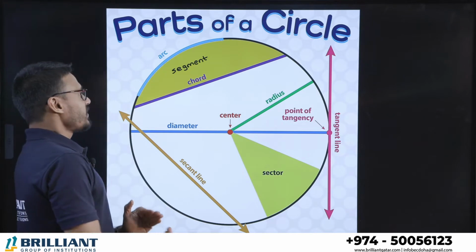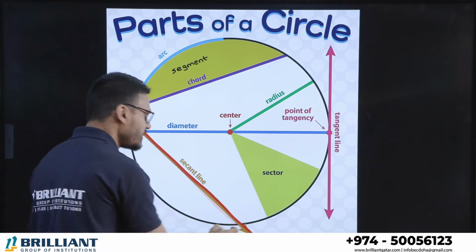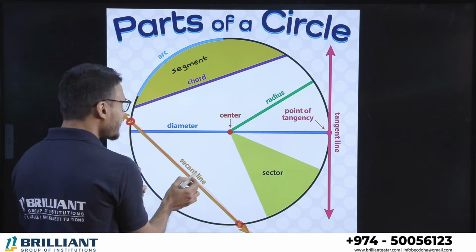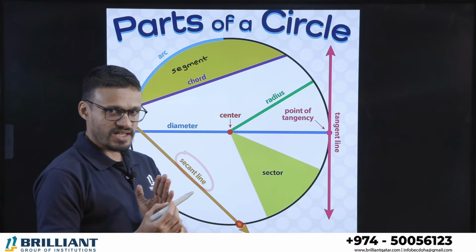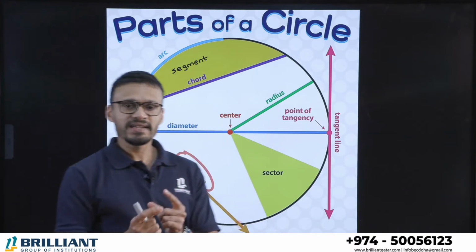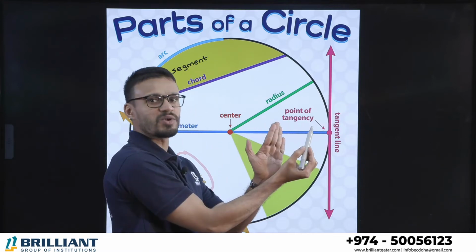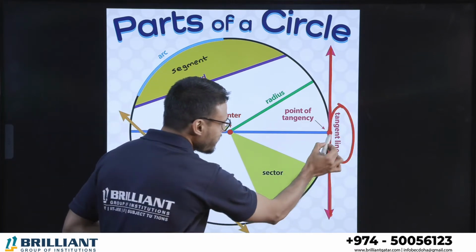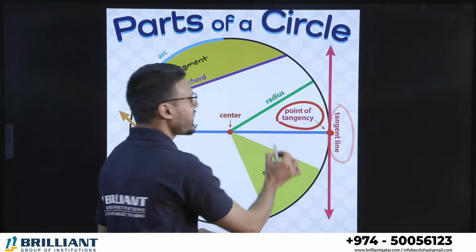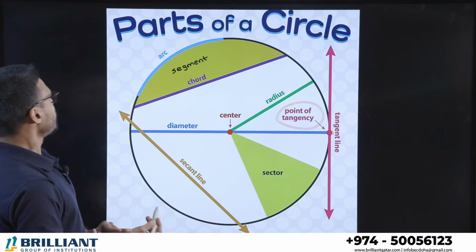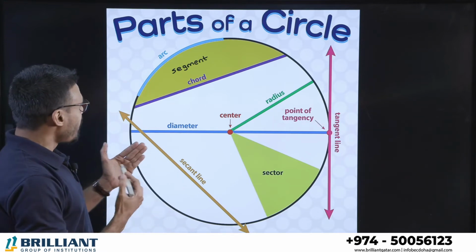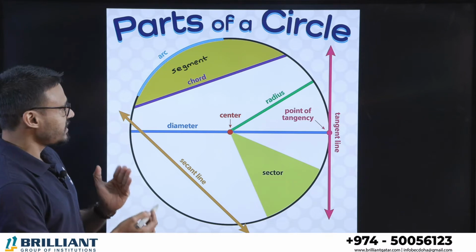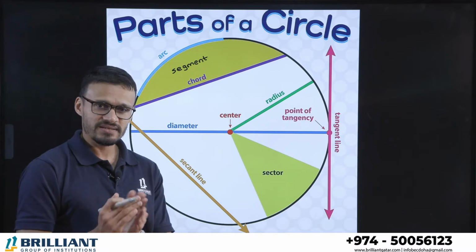Okay. Now, if a line is passing through the circle, touching at two distinct points, here and here, such a line is known as secant. At the same time, if the line is just touching the circle at only one point, but it is passing outside, such a line is known as a tangent of a circle. The point where it is touching is known as the point of tangency or point of contact. Now, what are the things we studied? Arc, center, radius, diameter, secant, and tangent. These are the parts related with the circle.